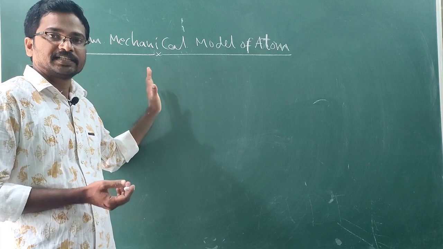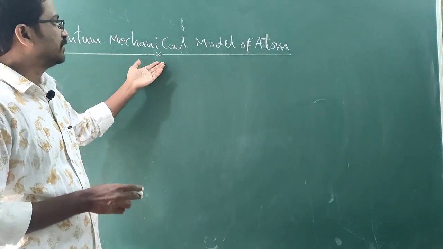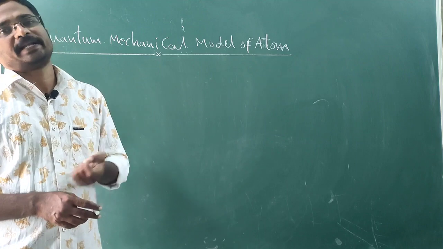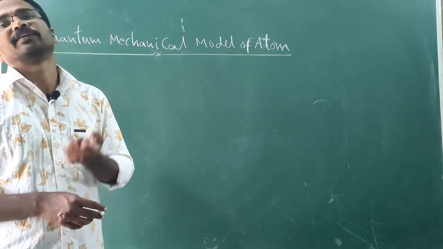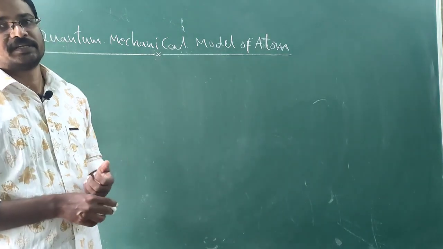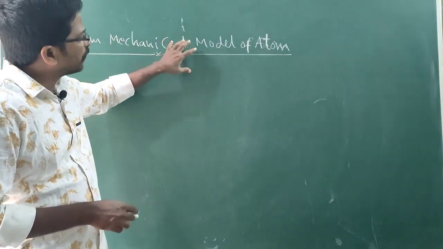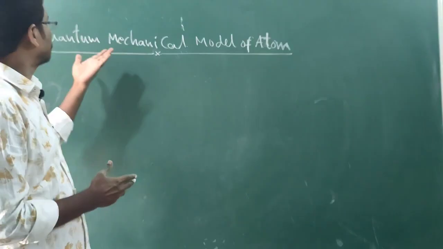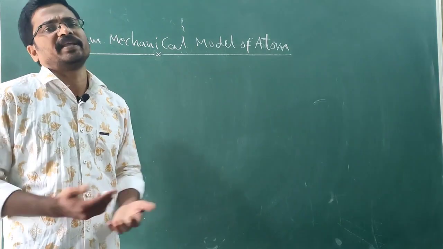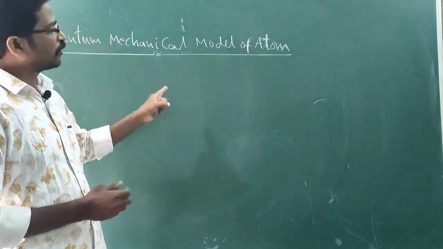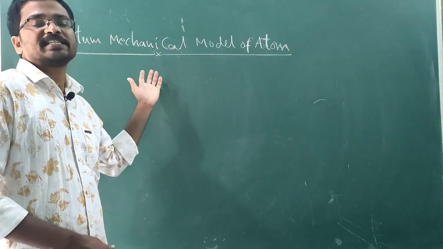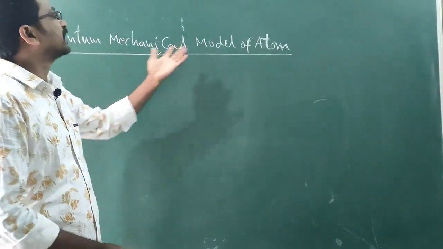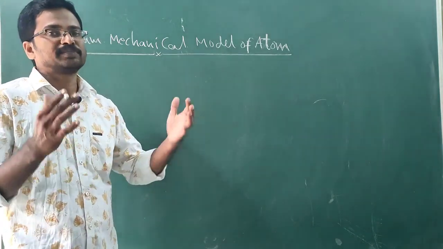It considers the dual behavior of matter as well as smaller particles like electrons. It considers microscopic objects, and this quantum mechanical model is applicable to smaller particles as well as bigger particles. That is the reason why quantum mechanics is famous, because it considers macro objects and micro objects, whereas classical laws are only applicable to macro bodies. That is why the quantum mechanical model of atom has significance.